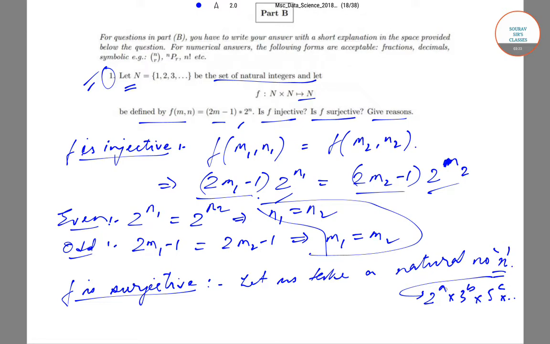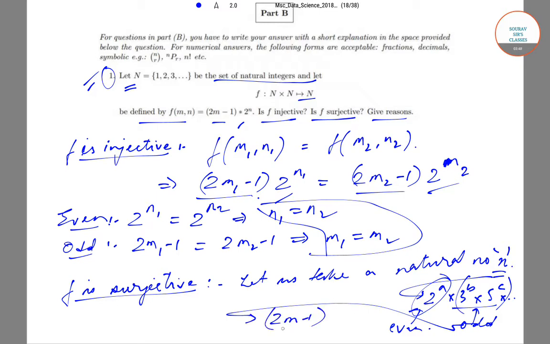But you can see that there is an even portion which is given by 2 to the power a, and there will be an odd portion which will be given by 3 to the power b into 5 to the power c and so on and so forth. So as you can see, this part is basically the odd part and this part is basically the even part. This odd part we can write as, suppose, 2m minus 1 for some m. This is an odd part.